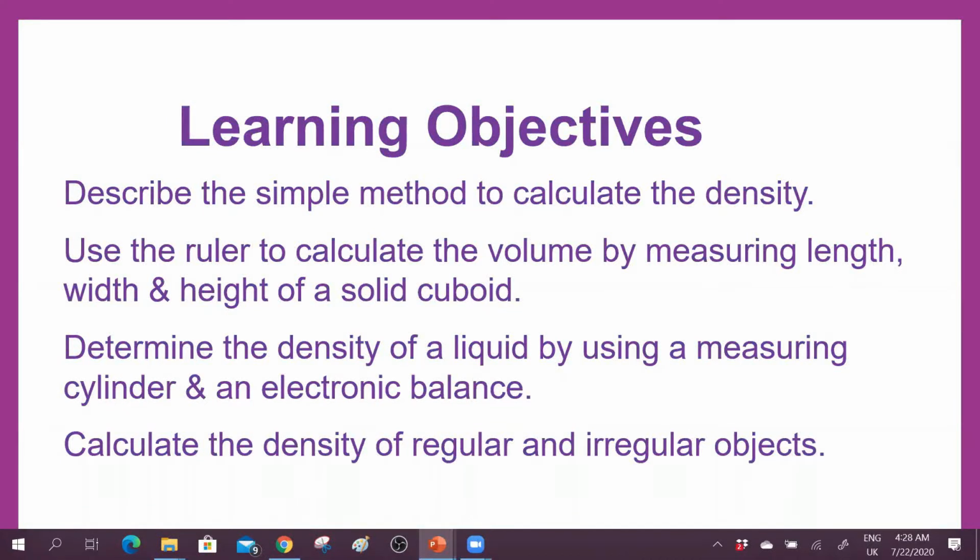You will be able to use the ruler to calculate the volume by measuring length, width, and height of a solid cuboid. You will be able to determine the density of liquid by using a measuring cylinder and an electronic balance. Finally, you are going to calculate the density of regular and irregular objects.